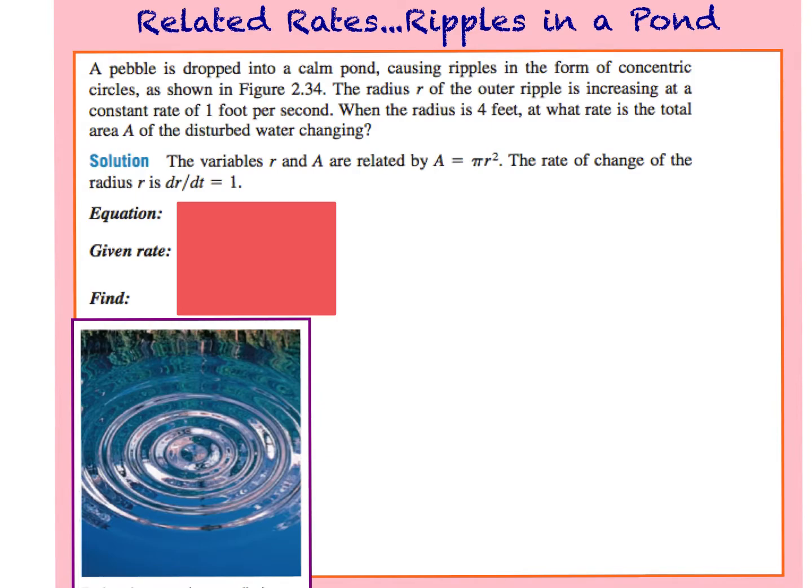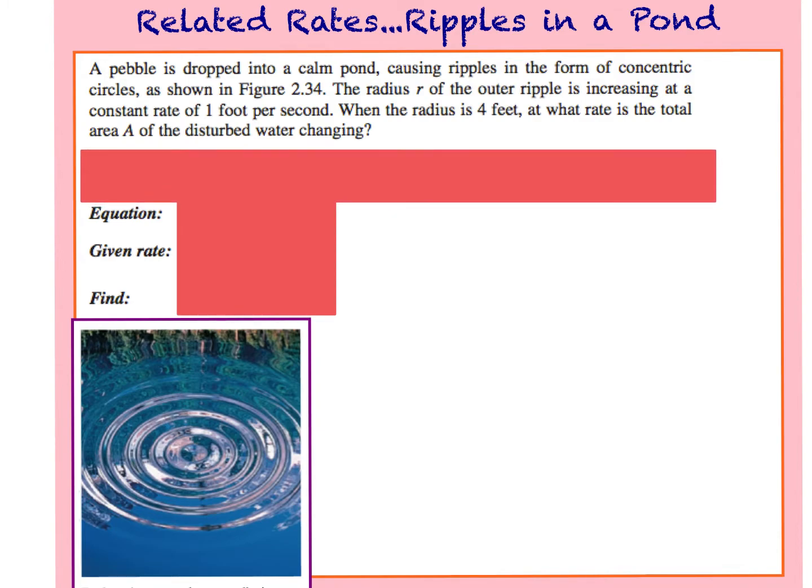Here we go. Who likes to throw things into a pond? I bet Miller does. Go for it. A pebble is dropped into a calm pond, causing ripples in the form of concentric circles, as shown in figure 2.34. The radius r of the outer ripple is increasing at a constant rate of 1 foot per second. When the radius is 4, at what rate is the total area A of the disturbed water changing?